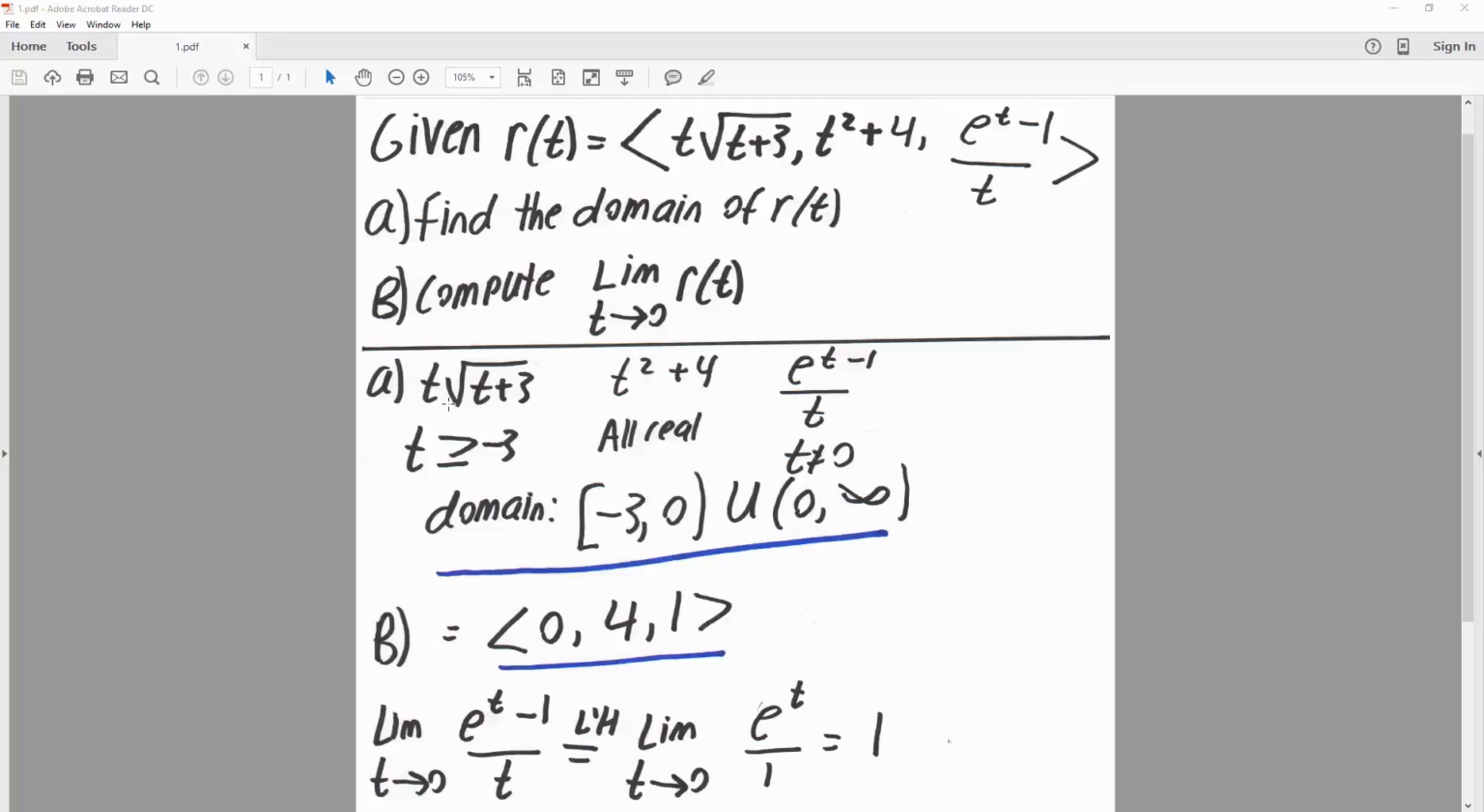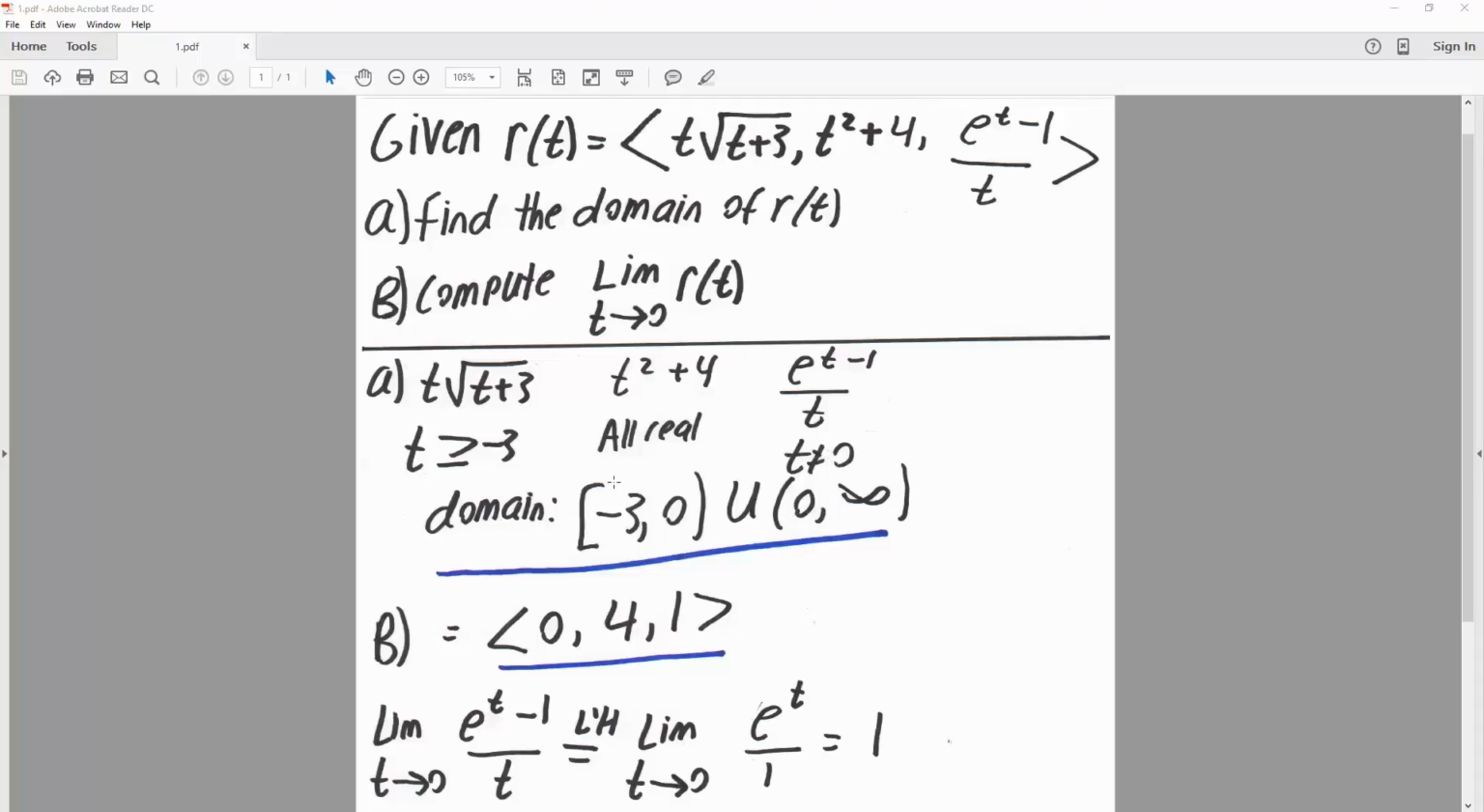So t times the square root of t plus 3, we know that the number has to be greater than negative 3. If it's less than negative 3, let's say negative 10, we would have a negative in the square root, and you can't have a negative square root. Then we have t squared plus 4. T squared plus 4 is all real. We can have any number for t. And then we do (e^t minus 1) divided by t. We can't divide by 0, so t cannot be 0.